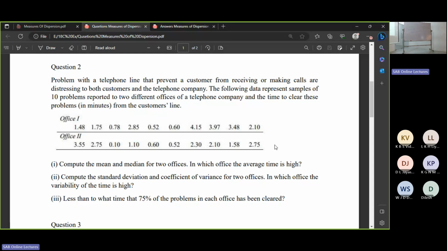Using the calculator, you can find it. Yes, calculator. I will upload the answers in this worksheet.